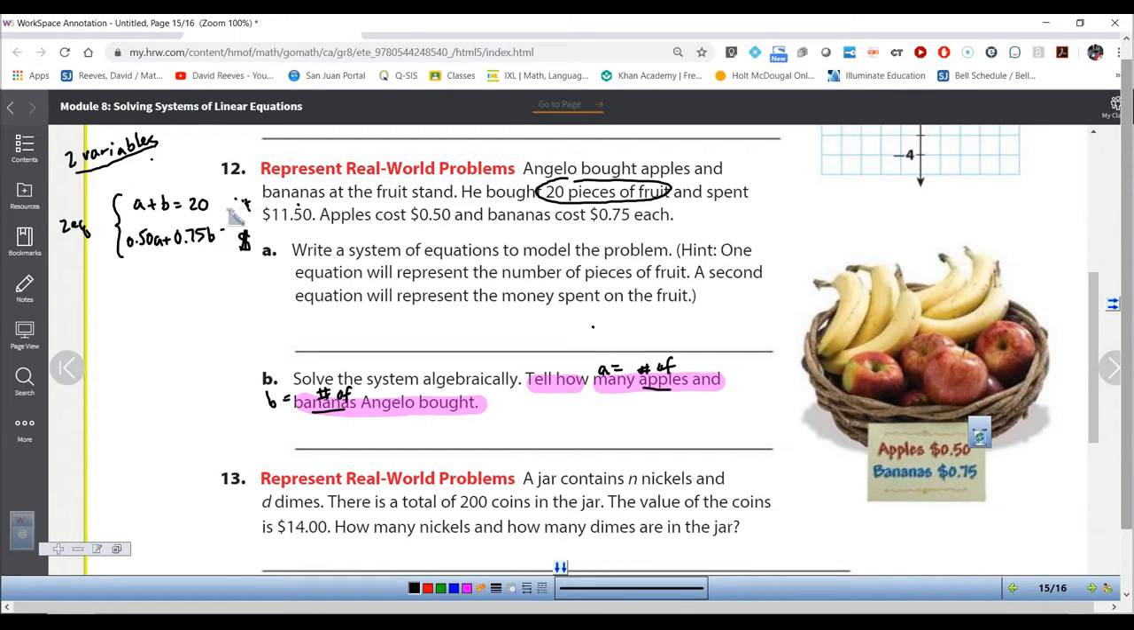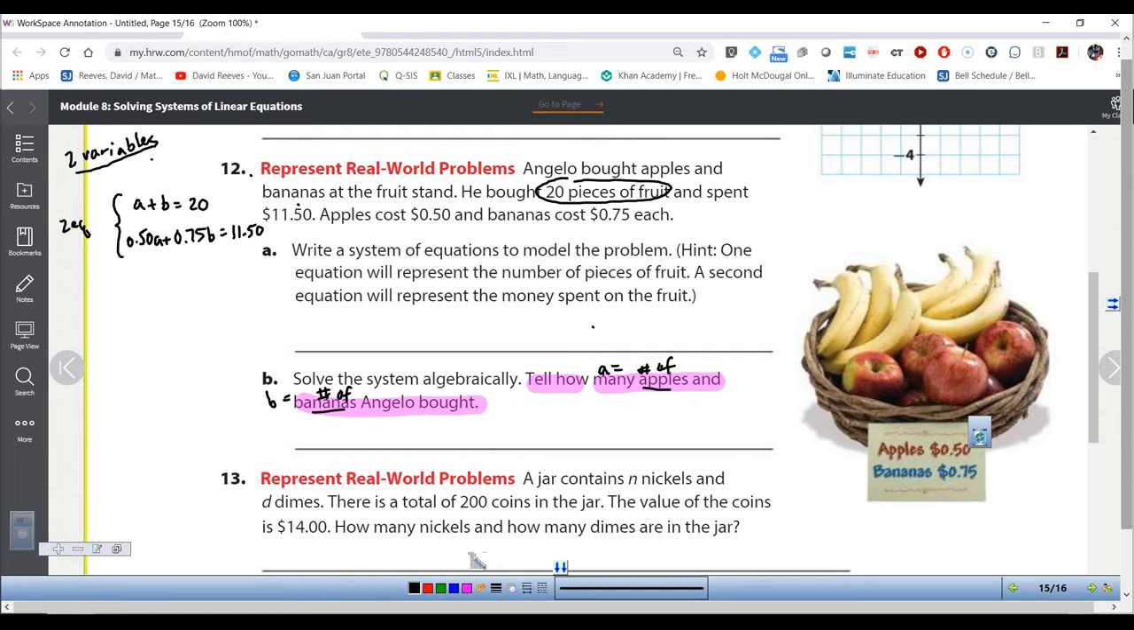And then what is this total going to be? Here, I'm going to erase this. What is this total going to be? Well, how much money did he actually spend? He spent 11.50. You'll notice, by the way, I didn't put the dollar signs on. We don't usually put dollar and cent signs in an equation. We'll put those back on when we get our answer.